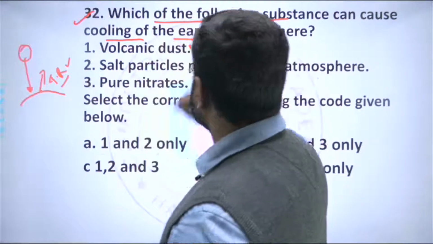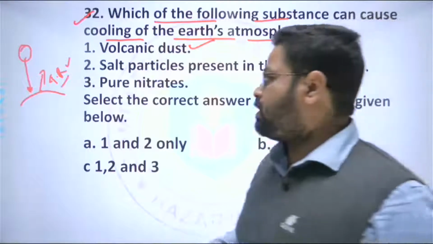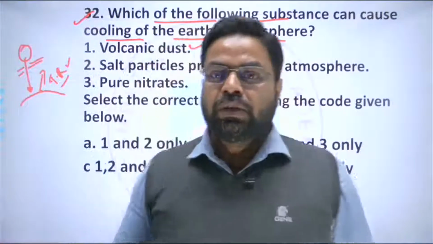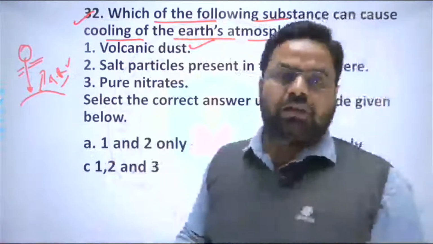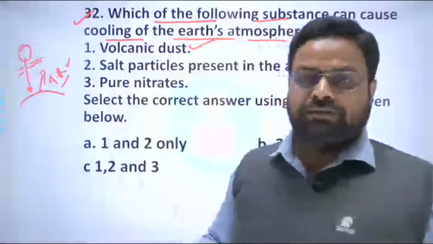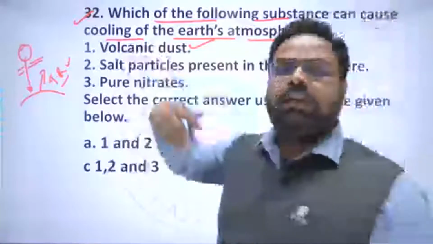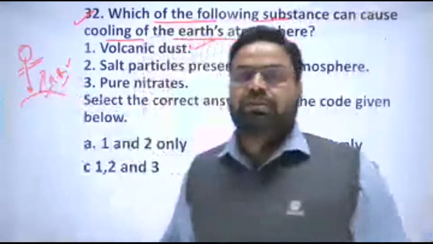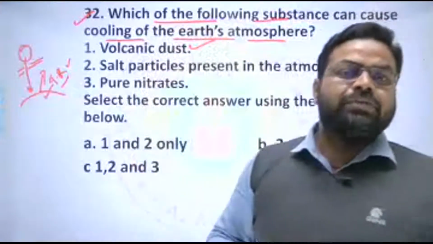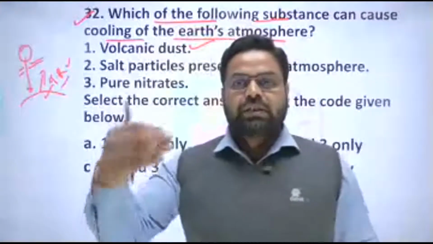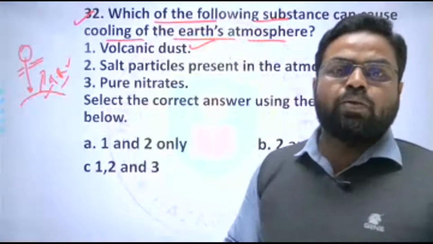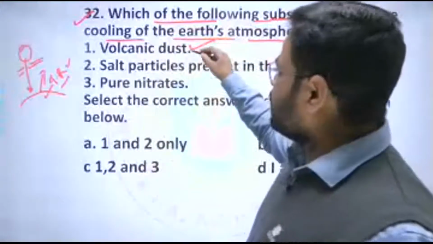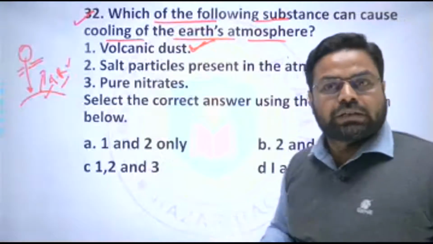However, volcanic dust will cause the cooling of the atmosphere, because the volcanic dust will create a dust-content cloud, which will increase the albedo of the atmosphere, the reflection of the atmosphere, right? The sunlight will get reflected back to space. Because of that, there will not be enough insolation to the surface of the earth, and if the surface of the earth is not in a position to receive the heat or the sunlight, then how will it be in a position to release the long wave terrestrial radiation? And that is why it will cause the cooling of the earth's atmosphere.